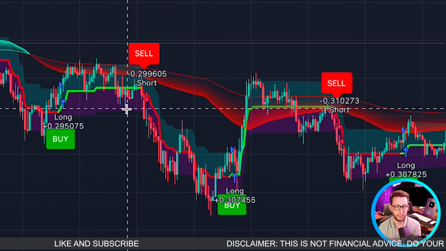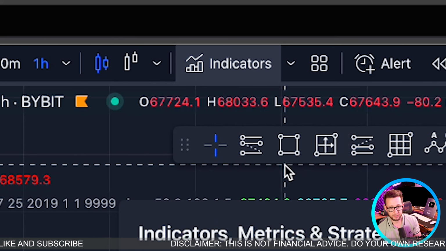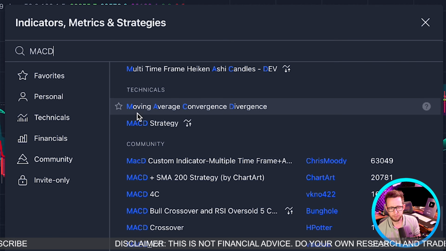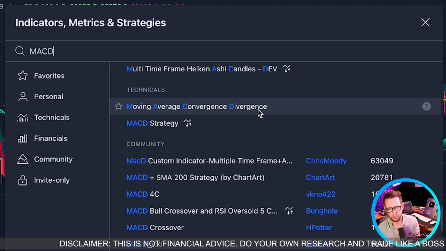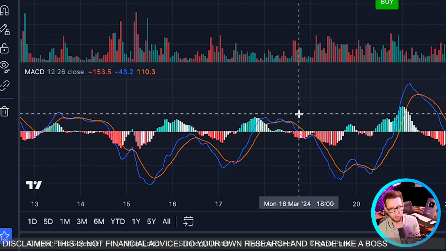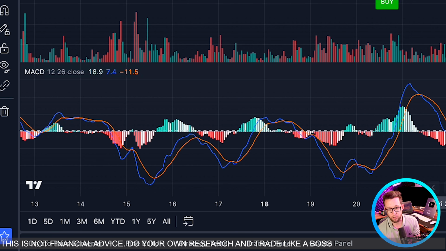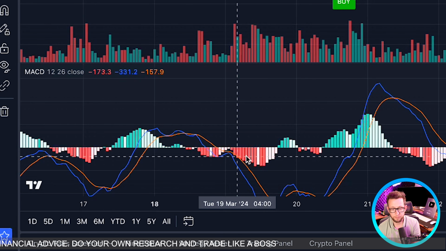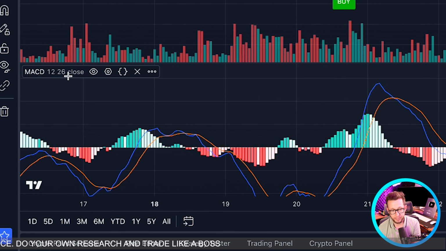We're going to add another indicator. That indicator is the MACD. Everybody knows the MACD is the moving average convergence divergence indicator, which we all know as traders as quite a good indicator. Okay, in the original video, we removed the MACD line and the signal line.